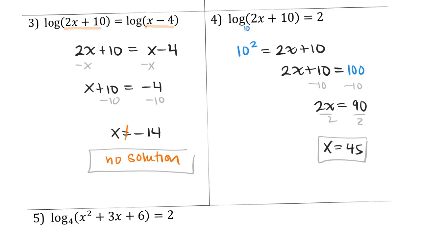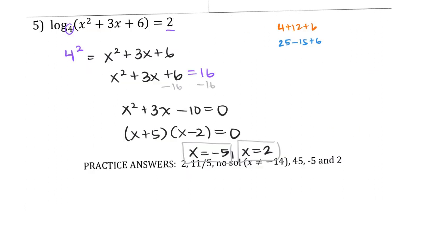Okay, for number 3, I got x equals -14, but when I plugged it in, it made this negative or this negative, so it didn't count as a solution. It was an extraneous solution. And then for 4, I got x equals 45, and it was a valid answer because the argument was still positive.